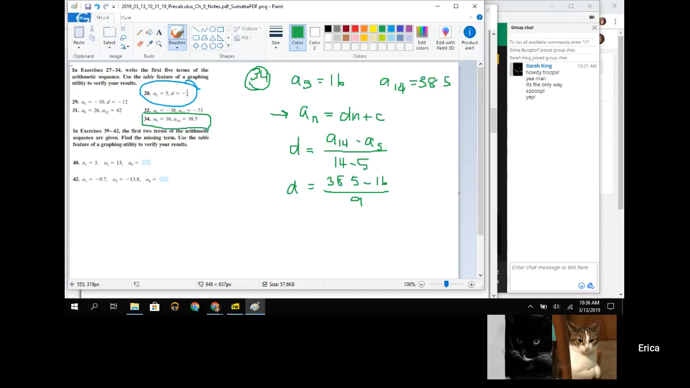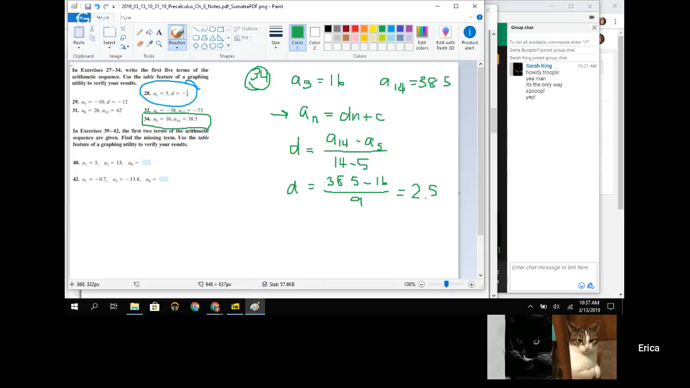Hmm, that can't be right. Let me calculate it. 38.5 minus 16 divided by 9 is, oh, that's why I did a different problem on my paper. Okay, it's 2.5. We're still good, right?